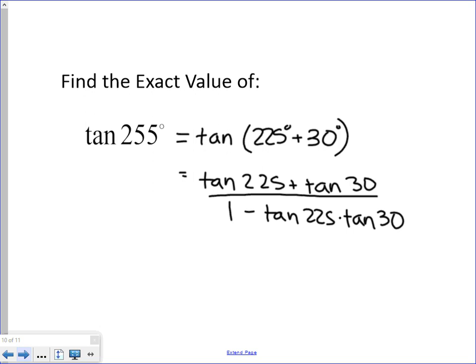What is the tangent of 225? It was 5 pi over 4. So it matches pi over 4, and it's in the third quadrant, so it's positive, should be 1. Emily is saying 1. What is the tangent of 30 degrees? Radical 3 over 3. And then in the denominator, it's going to be 1 minus, I'll write this out, 1 times radical 3 over 3.